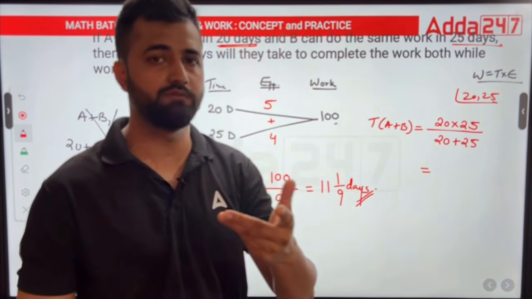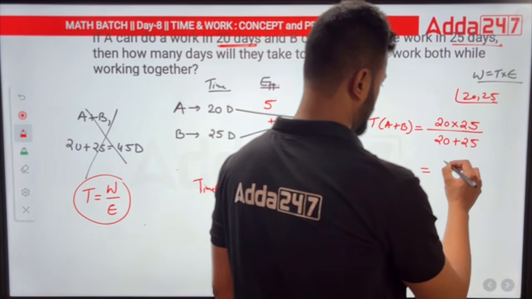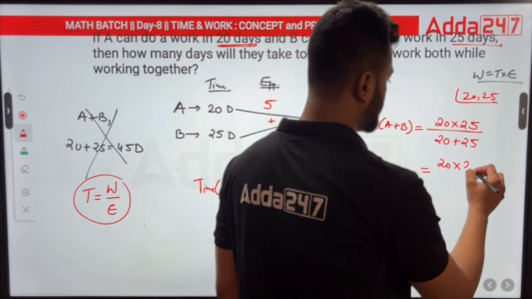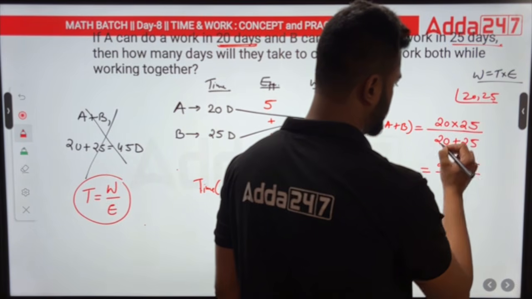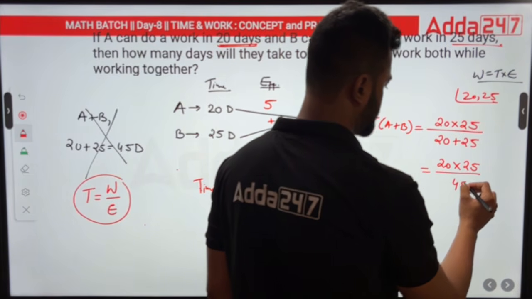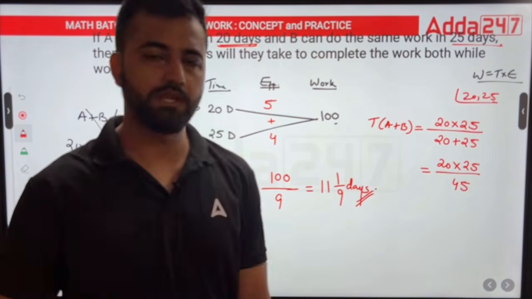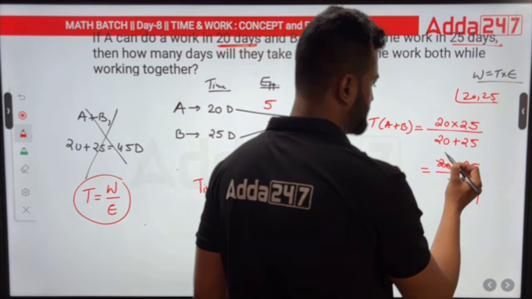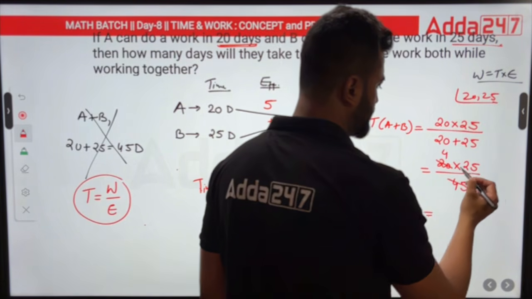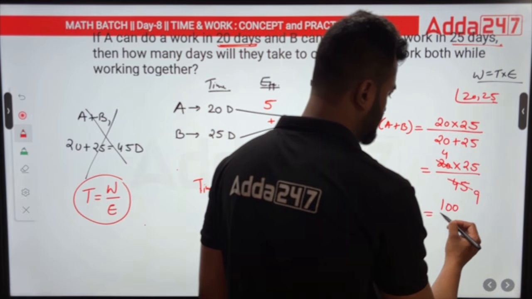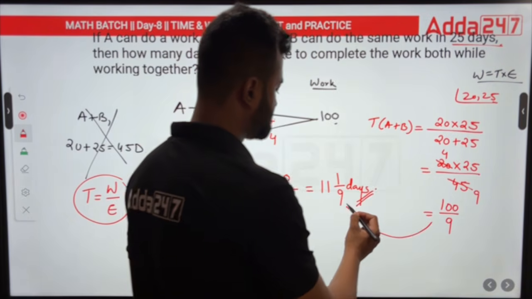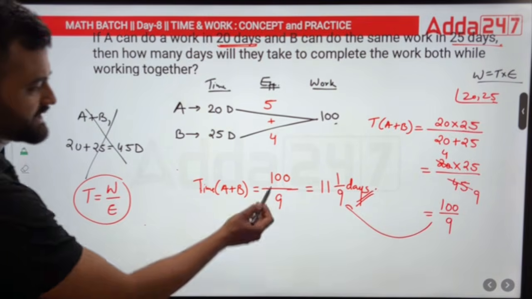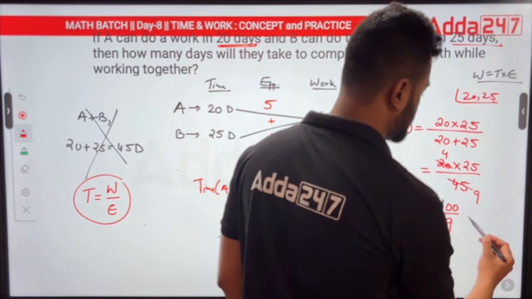Our calculation is simple. We have to do it like that. So 20 into 25 divided by 20 plus 25, which is 45. Okay. Now let's cancel them. 5 nines are 45. 5 fours are 20. So 4 into 25 is 100, divided by 9. See, you're getting the same answer, right? 100 by 9, which is 11 1 by 9 days.